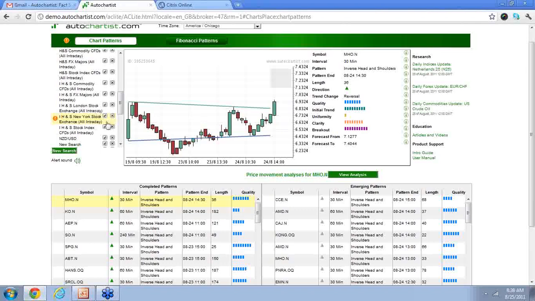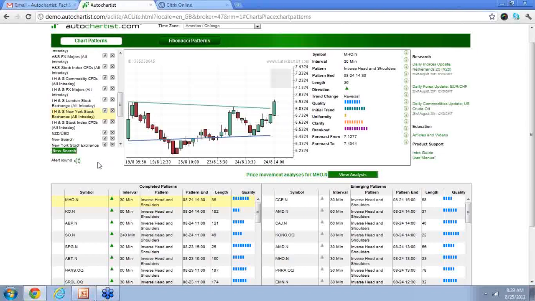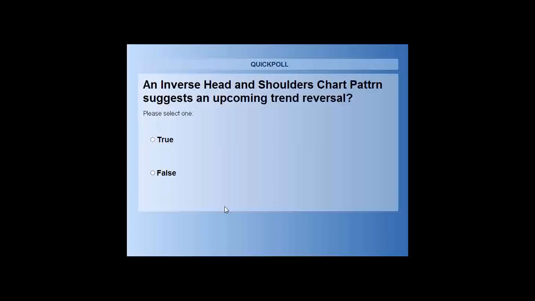Okay, so now I showed you how to do the search, and then we looked at live data. Let's finish up some of the other trading rules that I mentioned earlier. I have another question, and it's a true or false. An inverse head and shoulders chart pattern suggests an upcoming trend reversal. True or false?